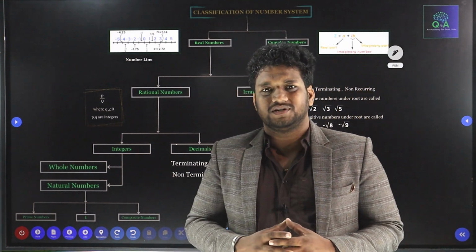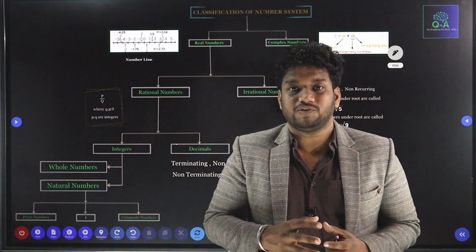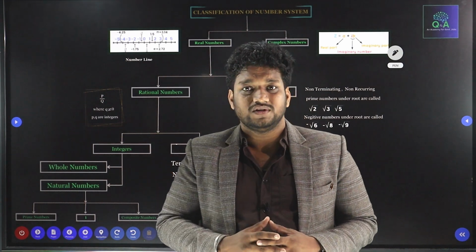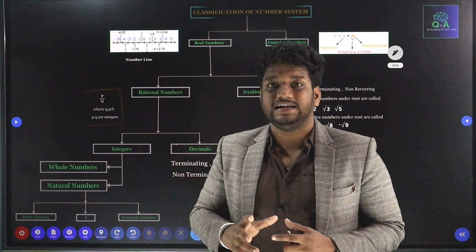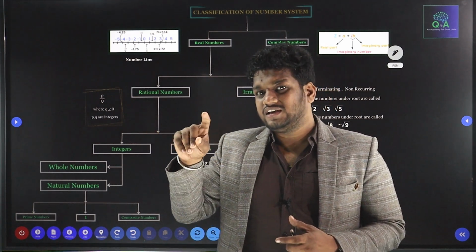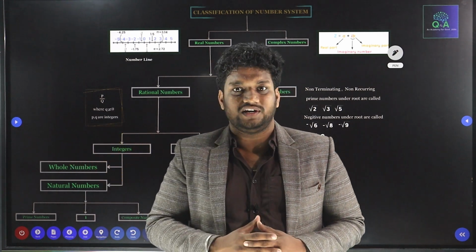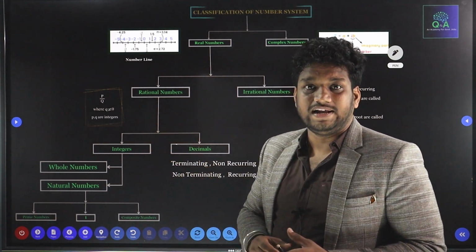What are rational numbers? Rational numbers are numbers in the form p by q, where q should not be equal to 0. But here, if you observe, p and q are integers. In the starting part I told you I would explain about p and q being integers. Now we'll see why p and q are integers.